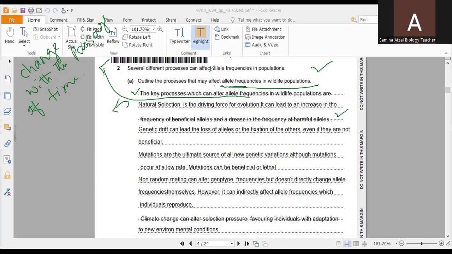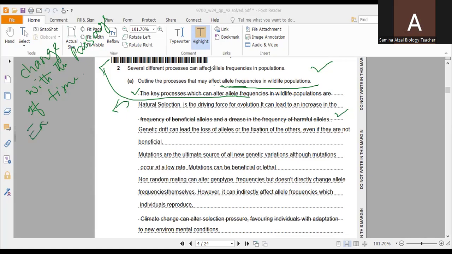The harmful alleles will not be selected by the nature, so they will vanish from the earth. So we can say natural selection is the driving force. Individuals with traits better adapted to their environment are more likely to survive and reproduce, passing on those advantageous alleles to their offspring. So here we can give an example of the peppered moth.